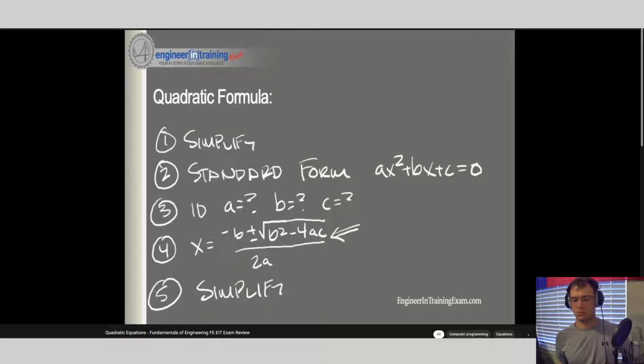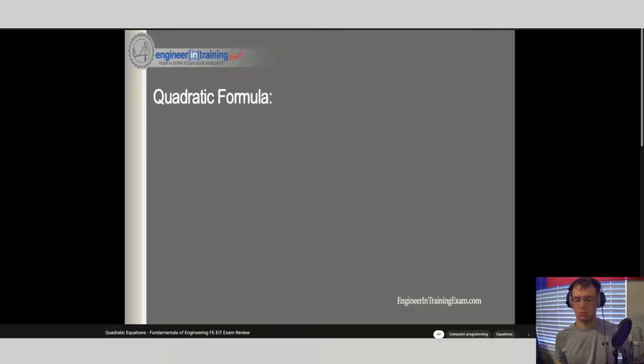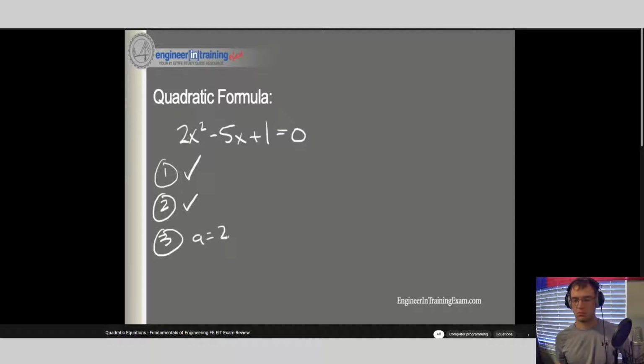So once again, let's look at a quick example. Let's take the equation 2x squared minus 5x plus 1 is equal to 0. Once again, step number 1 of simplifying is done. Step number 2 of getting it in its standard form is completed. Step number 3, in this case, a is equal to 2, b is equal to -5, and c is equal to 1. Step number 4, we take the quadratic formula and populate it.